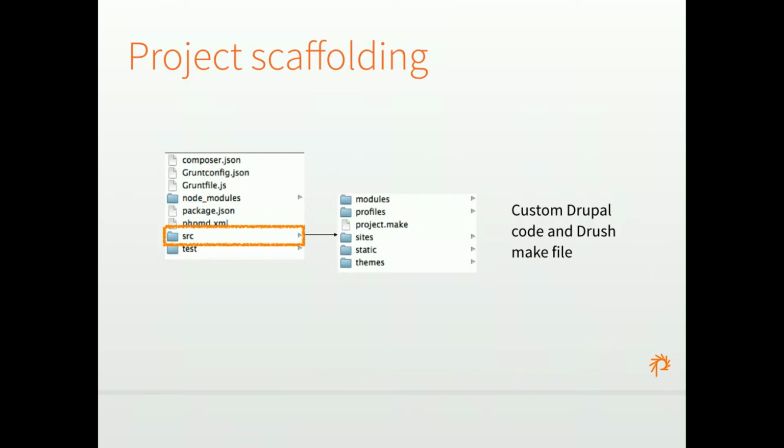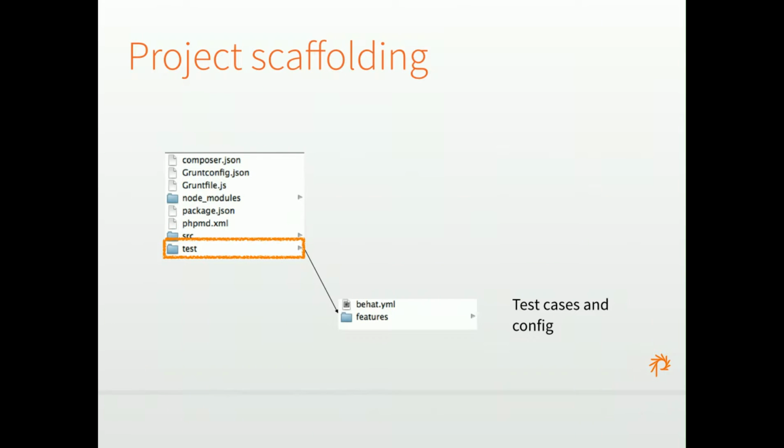And now we're getting into some Drupal stuff under the source folder. What you'll see here are typical Drupal directories: modules, profiles, sites, static, themes. This is where custom Drupal code and your Drush makefile live. So all the custom Drupal code is under the source directory. And then we have a test directory, which includes any test cases and configuration you have.